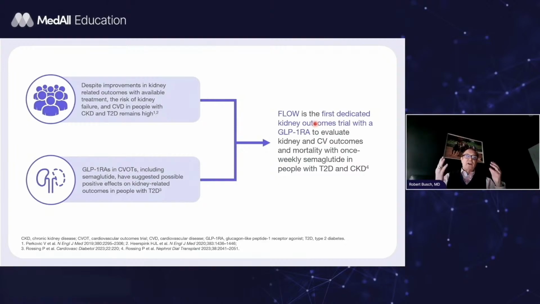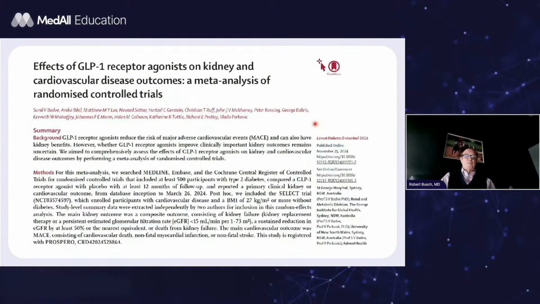So what about this other big class of drug that we've used for years, the GLP-1s? Well, there was a meta-analysis of all the GLP studies where they had not only cardiac outcomes, but they also looked at what happened to the kidneys in these studies. And this is what was looked at before the FLOW trial, which is a dedicated renal study using semaglutide, which you're going to hear a little bit about in my talk and more about in some of the other talks.